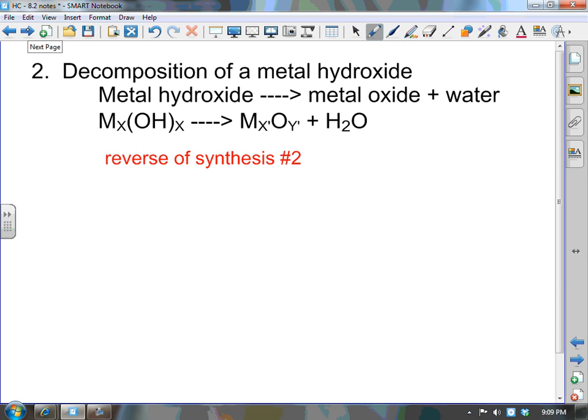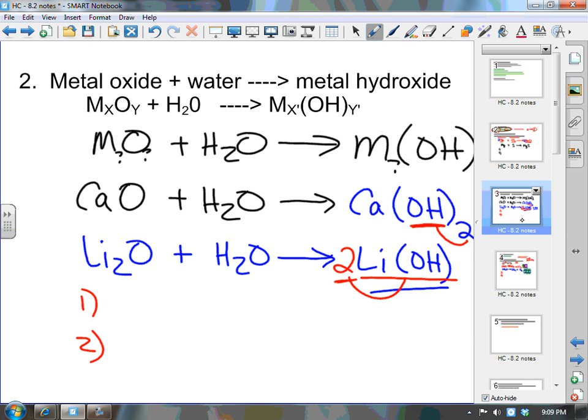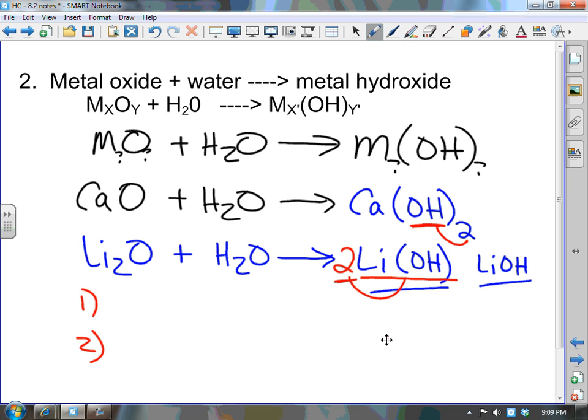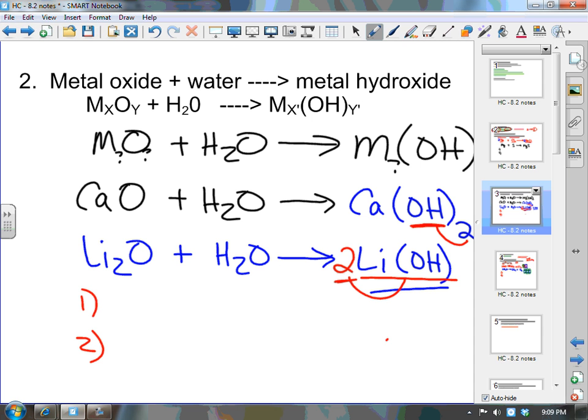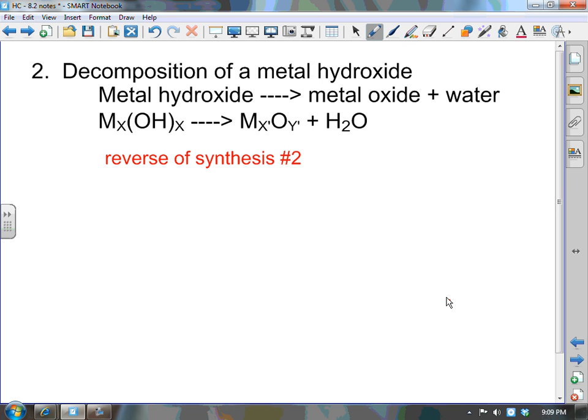Next one, decomposition of a metal hydroxide. So again, this is the reverse of synthesis number 2. If we go back to synthesis number 2, metal oxide plus water makes the metal hydroxide. Now we've got the decomposition of a metal hydroxide. A metal hydroxide breaks apart into a metal oxide and water.